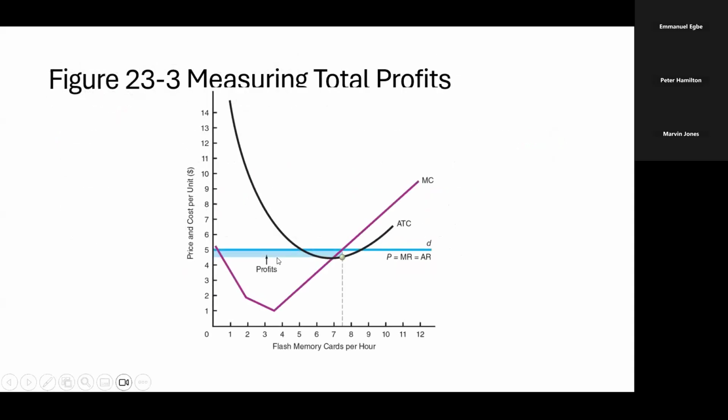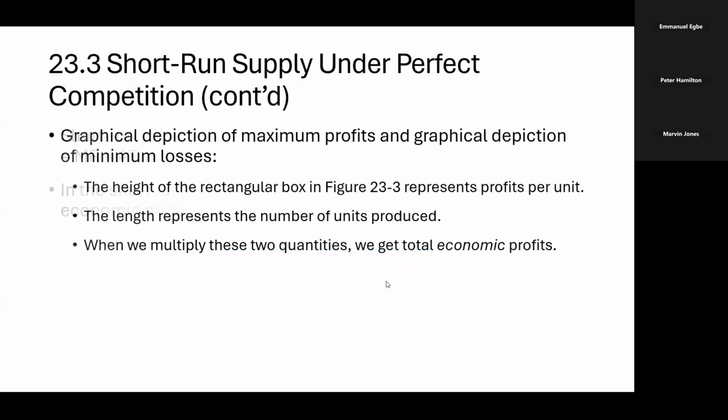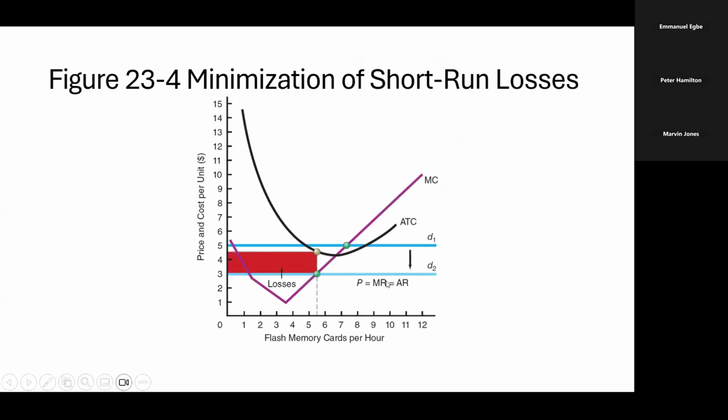Okay, you can see here that marginal revenue is equal to marginal cost at the point between 7 and 8, where average cost is at the bottom, and you see that that's where a firm maximizes profit. Okay. Now, this is short-run analysis.